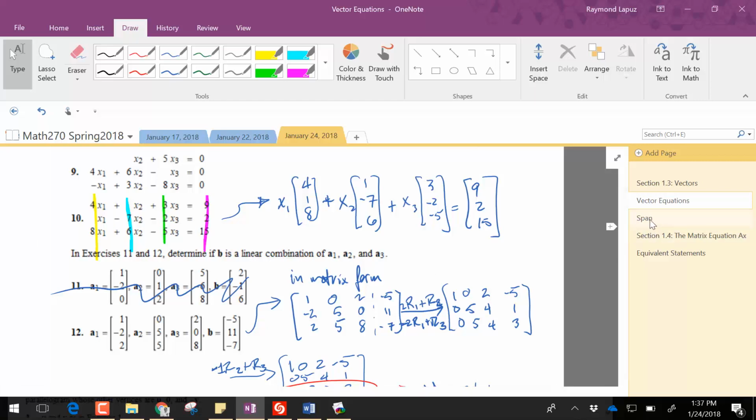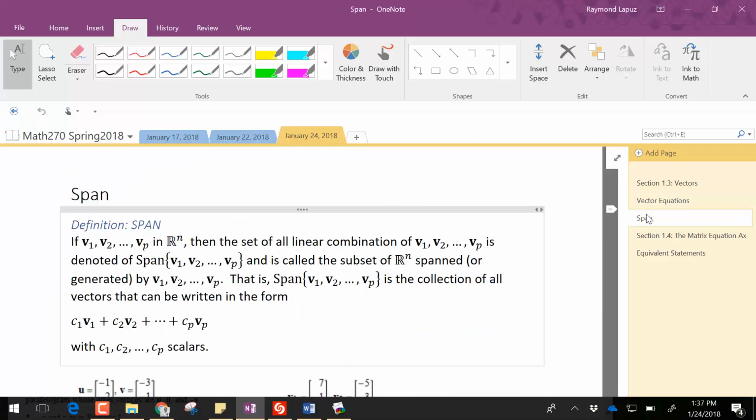Okay. So let's look at the span, the idea of a span. We're going to keep talking about linear combinations and spans. And so the idea of a linear combination is important. The idea of span is going to be important for us as well. So if you have a set of vectors, here they say V1 through Vp, and these are vectors in Rn, then the set of all linear combinations is called a span.